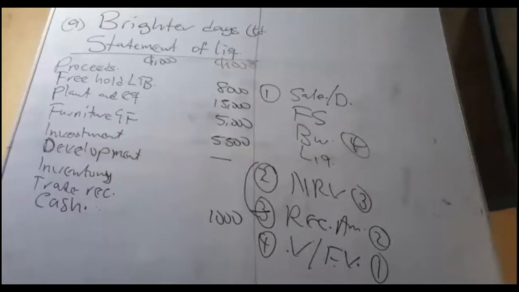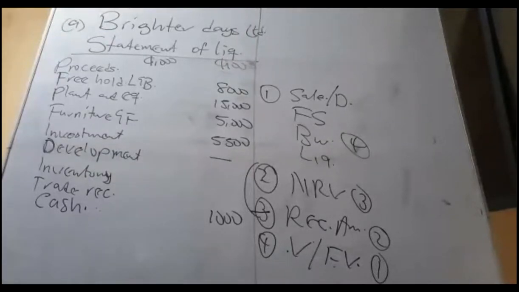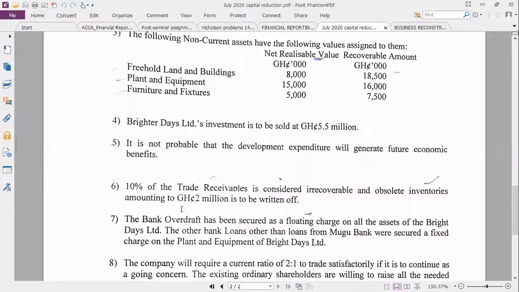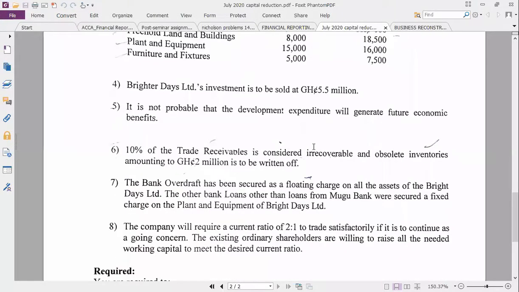So then we move on to the next one, inventory, trade receivable, and cash. So let's do inventory and trade receivable. He said that 10% of the trade receivable is considered irrecoverable. So you can only receive what? 90%. So trade receivable, pick 90%.